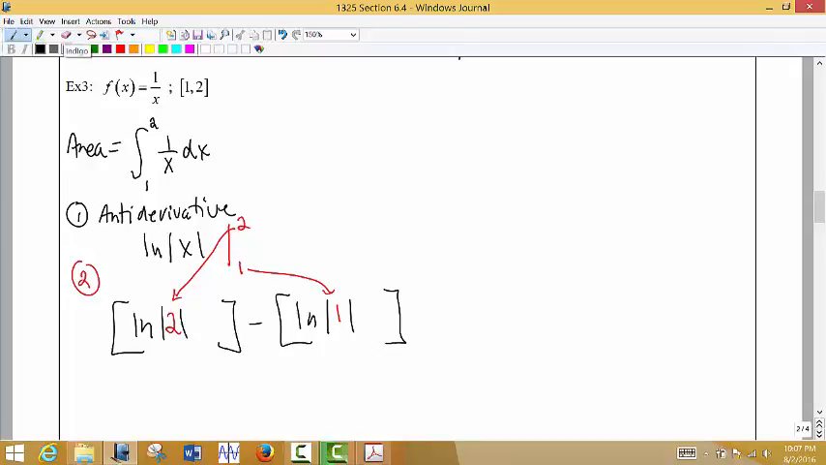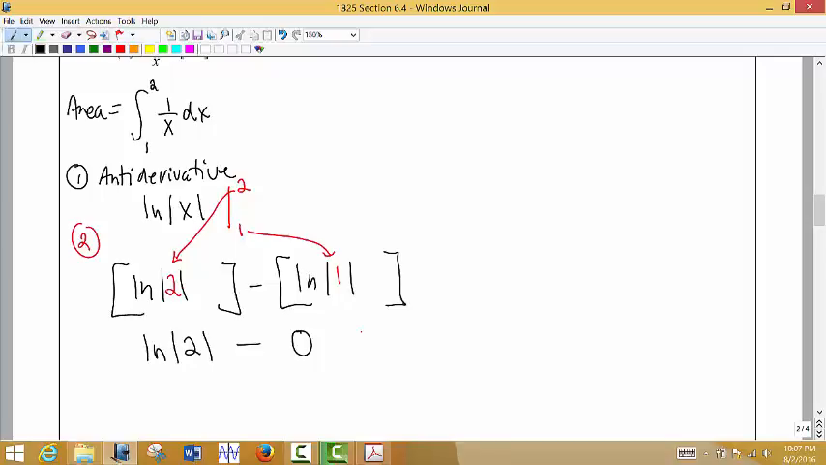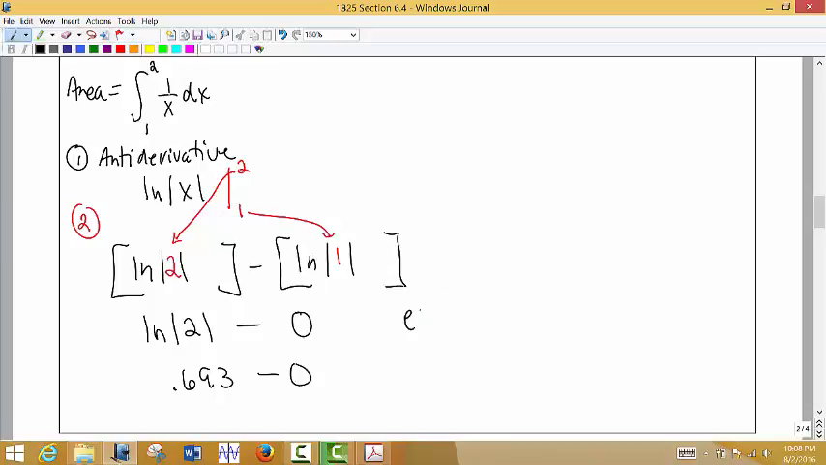Alright, and now we are going to simplify. So this turns out to be ln of 2 minus the natural log of 1. Put that into your calculator, you get 0. Okay, so that's pretty easy. If you put ln of 2 into your calculator, you end up with 0.693. So 0.693 minus 0. I'm going to be clear about something. The exact answer would be ln of 2. Okay, this gives me an approximate value of 0.693. So either one, whatever WebAssign asks for, you can give them that.